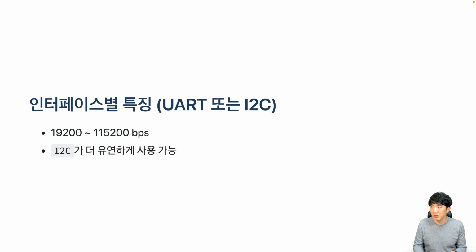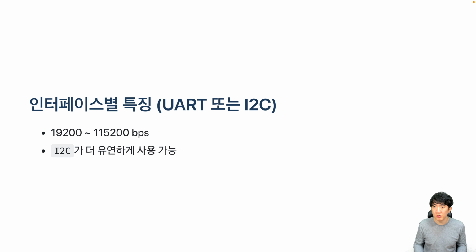Next, there is communication via UART or I2C, and in this case, when looking at UART, you can set speeds ranging from 19,200 bps to 12,500 bps. However, since I2C is more flexible for connections, it is preferable to use I2C whenever possible. That said, since the speeds of UART and I2C are the same, you can choose based on your specific situation.